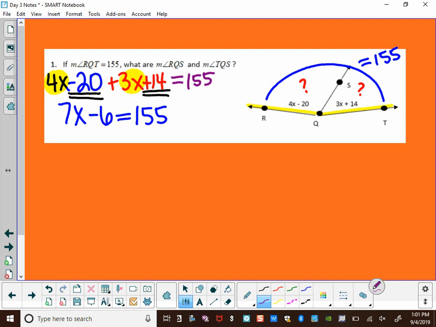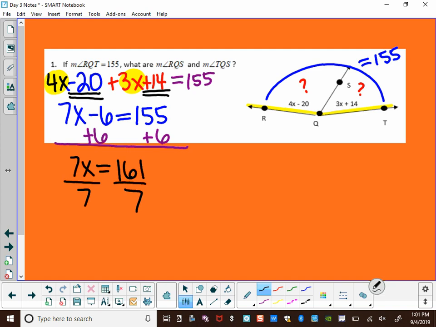All right, Diana, how do I solve for x here? Let's add 6. Add 6, good. We're going to add 6 to each side. So I'm left with 7x is equal to 161. Chris, now what do I do? Divide. By what? Divide by 7. So we get x is equal to 23.